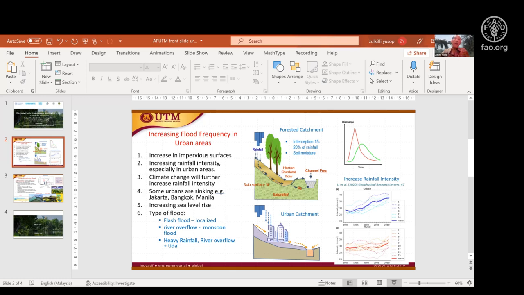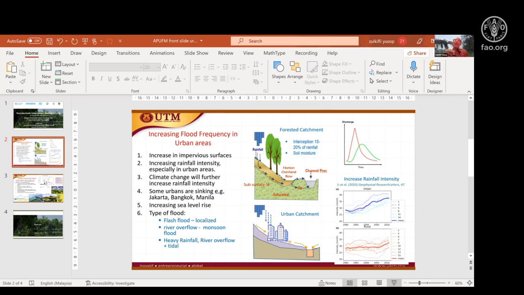The situation normally becomes more severe when the heavy rainfall and river overflow coincide with high tide. When the tide is high, the flood water cannot be evacuated to the sea as it would during low tide. So basically, when heavy rainfall and high tide occur together, the flood will be more severe.